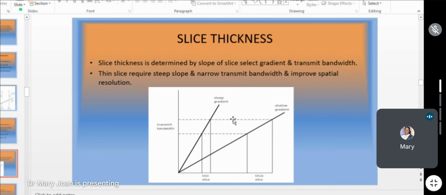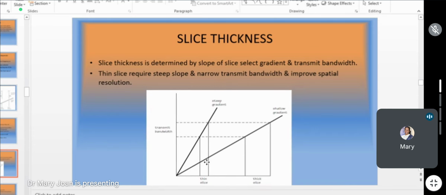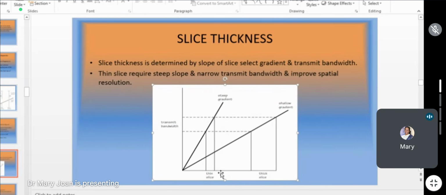So we can increase and decrease this bandwidth also. If we take the steep gradient and further reduce the transmitted bandwidth, the slice thickness will further reduce, right? Here also, if the transmitted bandwidth is brought down, the slice thickness will reduce, but compared to a steeper one, it will be different. With a steep gradient and a shallow gradient, the slice thickness for the same bandwidth is shown here. If we increase the bandwidth, the slice thickness will increase. If we decrease the bandwidth, the slice thickness will decrease.